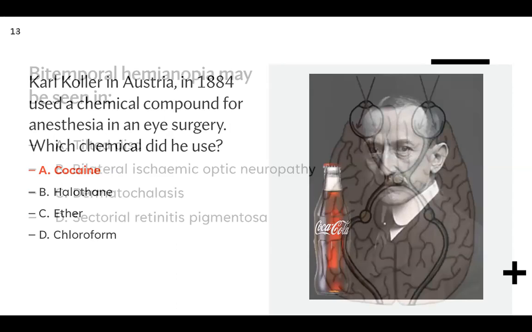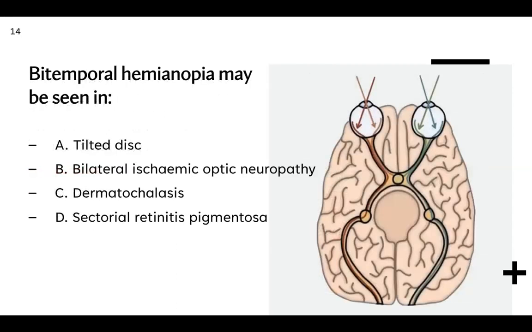The question is this: bitemporal hemianopia may be seen in A, tilted disc, B, bilateral ischemic optic neuropathy, C, dermatochalasis, or D, sectoral retinitis pigmentosa. Your time starts now. It's almost 15 seconds up. This is a fairly straightforward question. There's one right answer. You need to choose that, and your time is up.